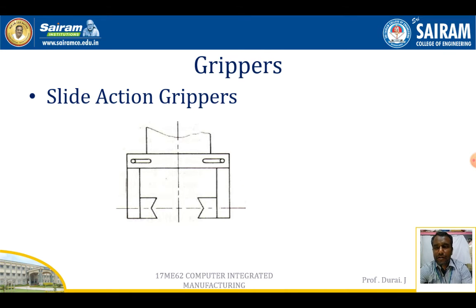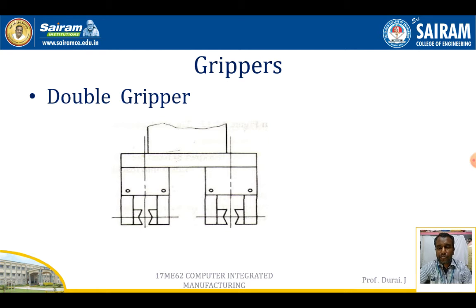Another type of gripper is the slide action gripper. Here also it works the same way. Between these grippers, it holds the component and transfers it. Then these are the double grippers. In between them, one type of component is held, and here another component has to be transferred.